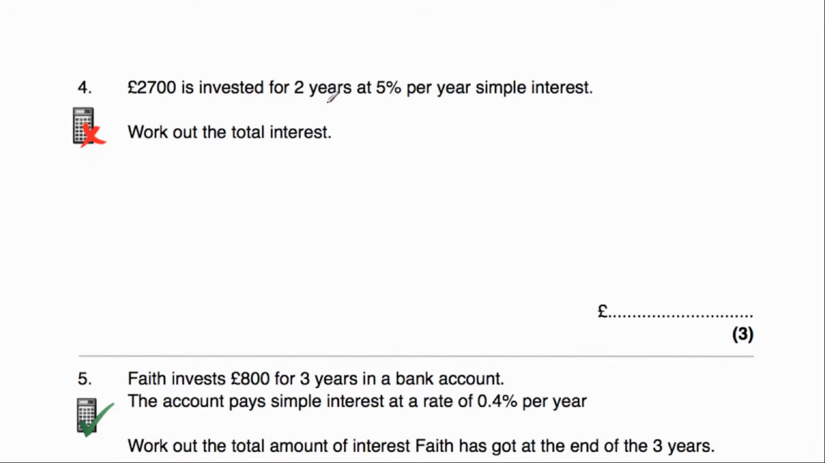£2,700 is invested for 2 years at 5% per year simple interest. Work out the total interest. So the £2,700 has been invested in an account that pays 5% per year simple interest. Let's work out 5% of 2,700. We take our 2,700 and divide it by 100 to find 1%, and that's going to be 27. And then we multiply that by 5. Well, 27 multiplied by 5 is equal to, well, 20 times 5 is 100, 7 times 5 is 35, so it'll be £135. So that means that £135 is earned every single year in this bank account.